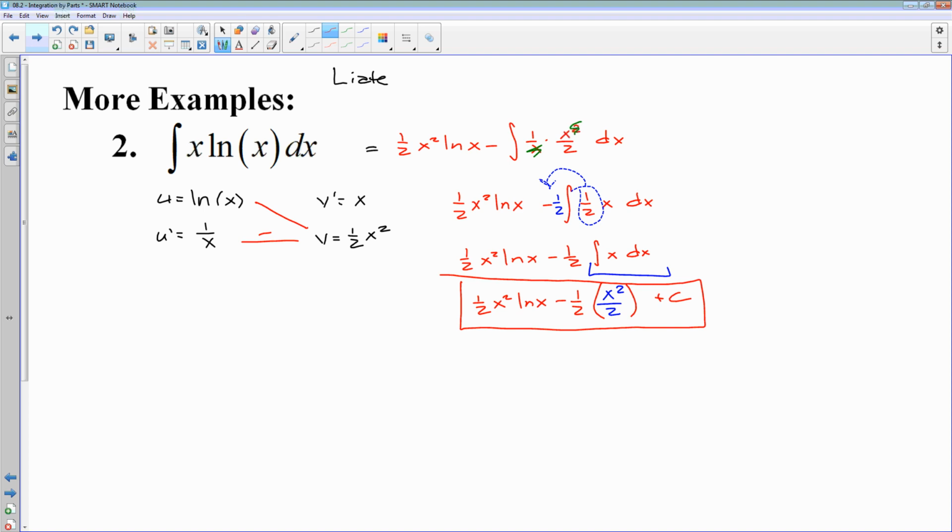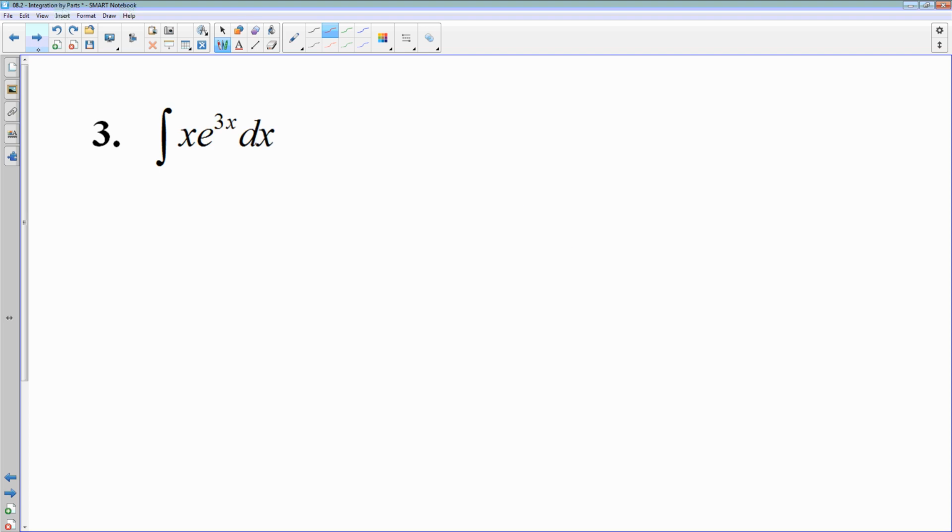Let's try. Let's see what's next. x e to the 3x. Okay, let's see. Let's think about LIATE. L-I-A-T-E. There is no log function. There is no inverse trig function. Algebraic, that's what x is. x is my algebraic function. So I'm going to let u be x. v prime is going to be e to the 3x.